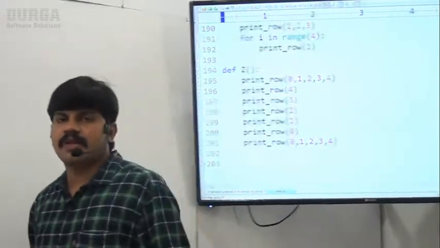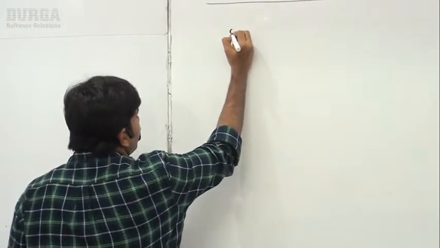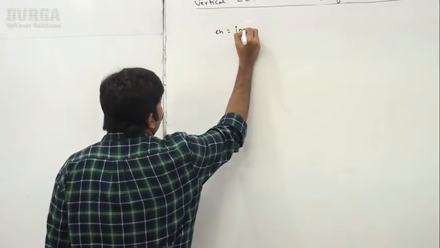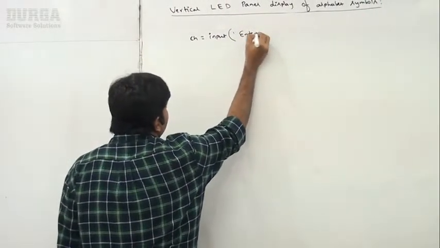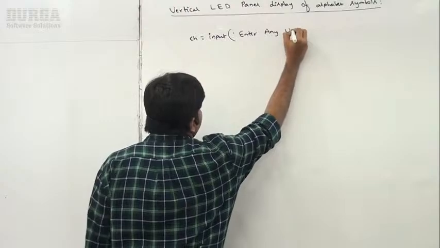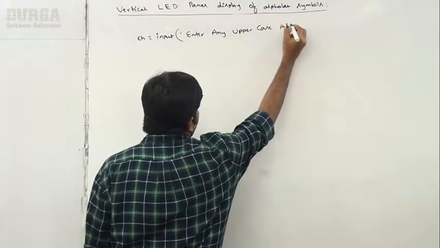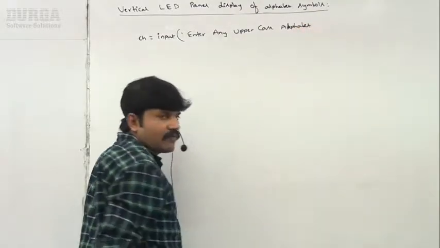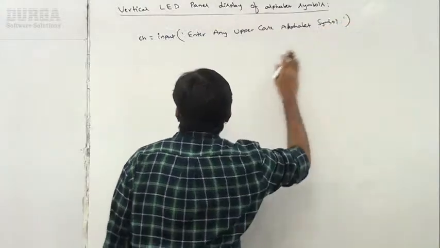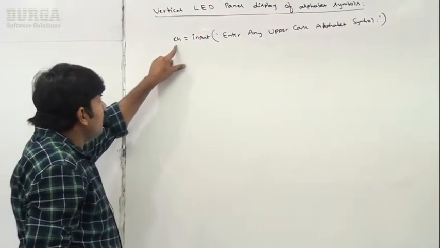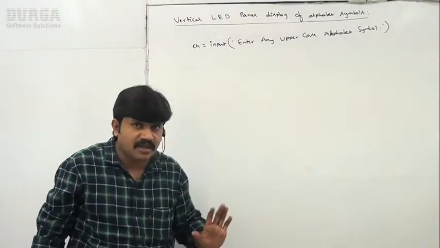How can you do it? Observe carefully, sir. Here I am asking: ch is equal to input of "Enter any uppercase alphabet symbol", because I developed the patterns only for alphabet symbols. Now, based on the input provided by the end user, I want to print the corresponding pattern.